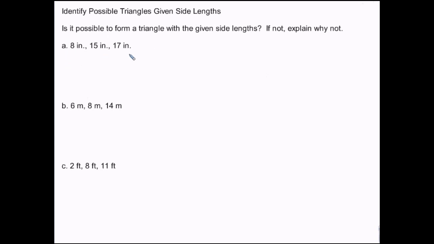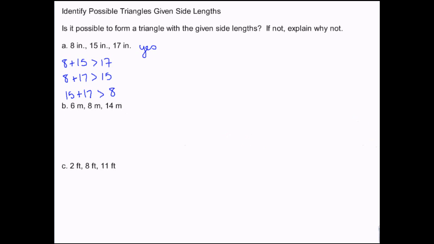To see if these can be the three sides of a triangle, you're going to take two sides and add them up and see if it's bigger than the third side. So 8 plus 15 is greater than 17. That's okay. 8 plus 17 is going to be greater than 15, and 15 plus 17 is going to be greater than 8. So I've taken all the combinations of the two sides, and they're all greater than the third side. So yes, this is a triangle, or can be a triangle.